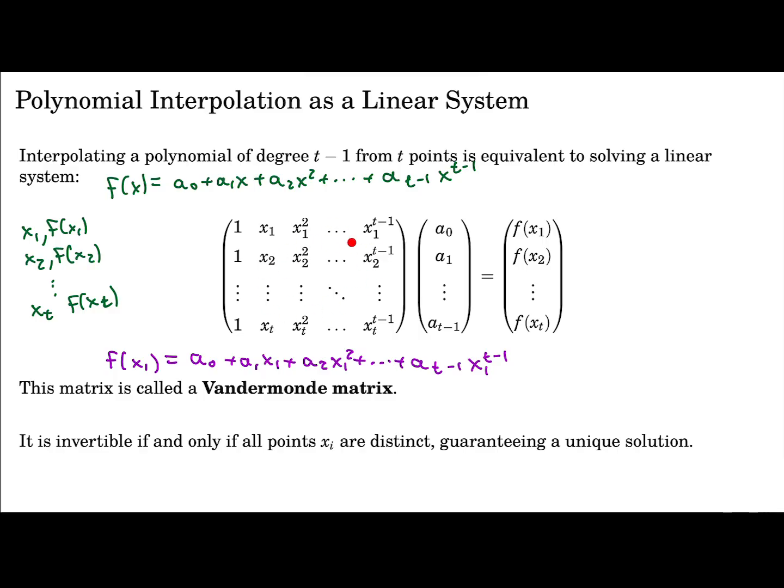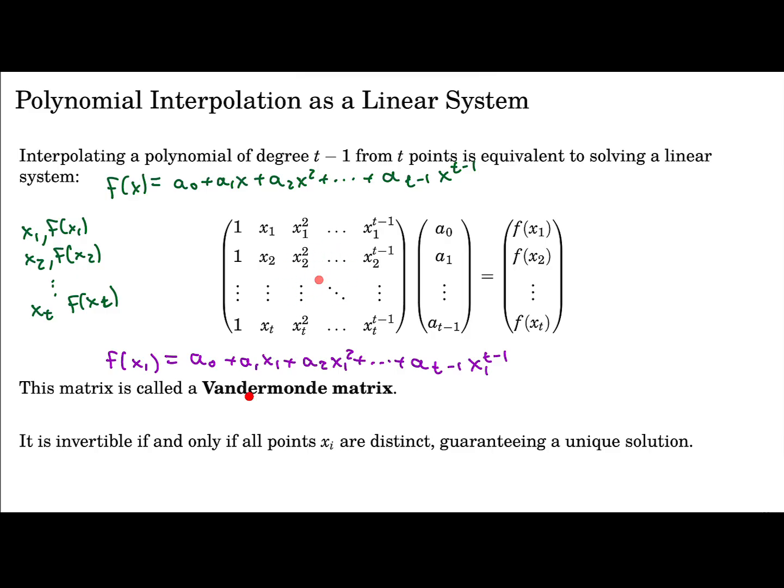So for example, if you multiply the first row by this column, you get exactly this equation here. You get a0 plus a1x1 plus a2x1 squared all the way to a t minus 1 x1 to the t minus 1 equal to f of x1. If you multiply the second row by this column, you get the second equation, right? So essentially, you're trying to determine these a's, and you have a linear system for them. Now, this matrix here is a very special matrix. It's called a Vandermonde matrix.